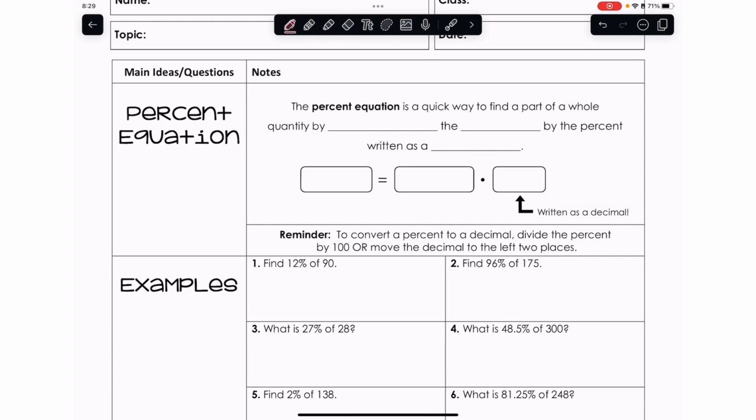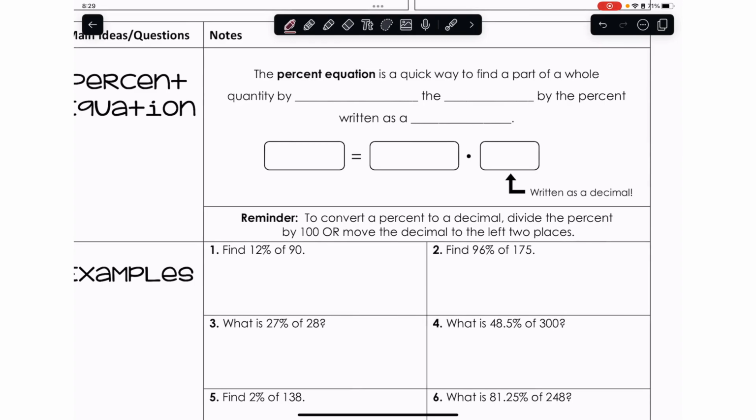So we also have our percent equation, and this can be used when you have a special type of problem. It's a very specific way that it's worded, okay? So my percent equation is a quick way to find a part of the whole. And so we do this by multiplying. So my first blank is multiplying. So we're going to multiply the whole by the percent written as a decimal, okay? So this is a very quick way to find your answer. And this is a quick way that we can calculate tax, tip, interest, like lots of things that deal with percents in real life. This is the operation that we're doing.